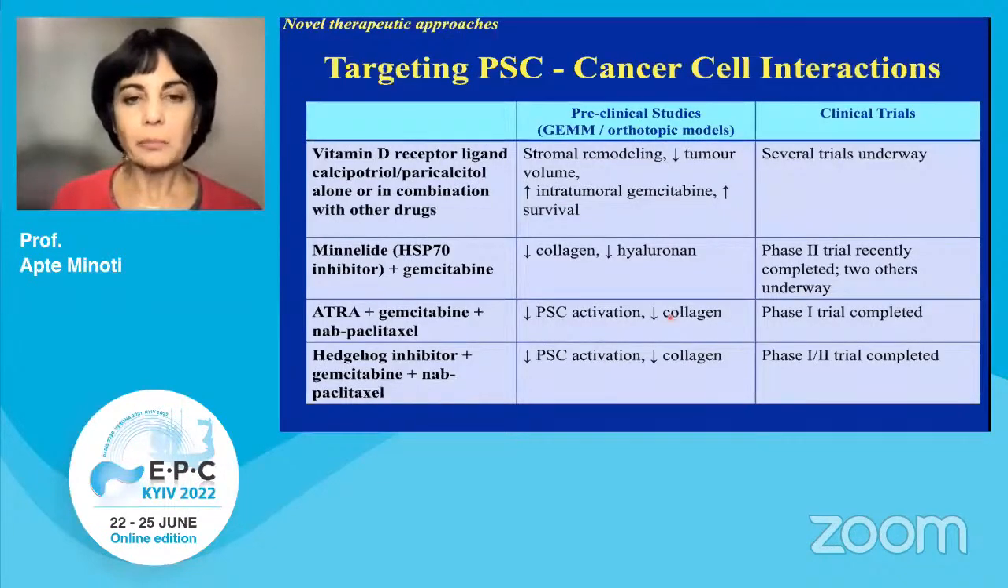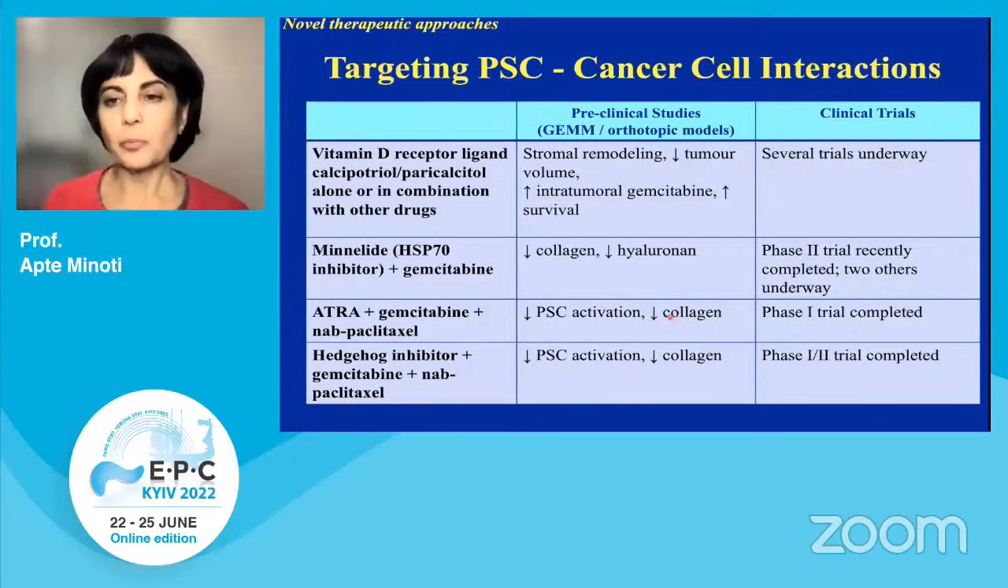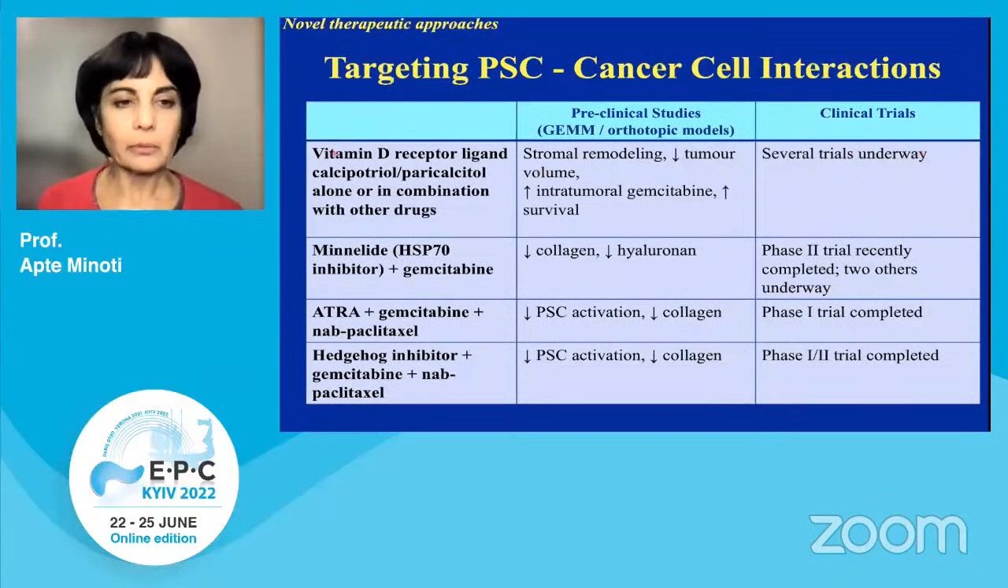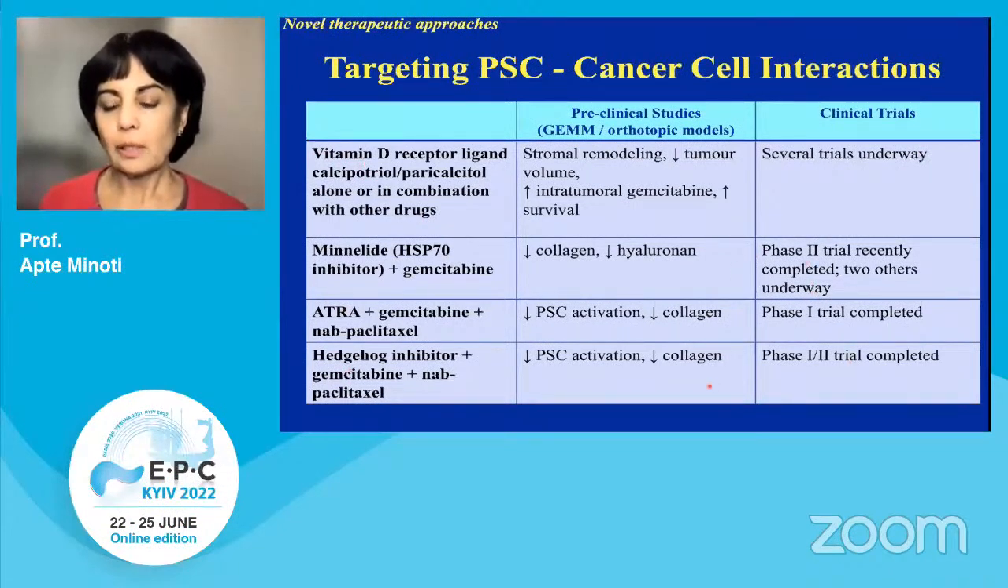And in this regard, many preclinical studies are available to show that inhibiting stellate cell cancer cell interactions along with a chemotherapeutic agent can improve cancer outcomes, at least in preclinical models. Some of these have been transported into clinical trials. So there are trials underway with vitamin D receptor ligand, minalide, ATRA, and hedgehog inhibitors. And these trials are either underway or completed, and we do await their results with interest.